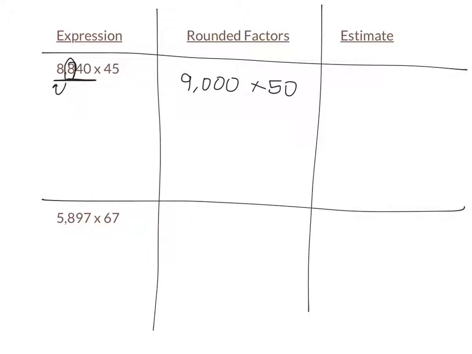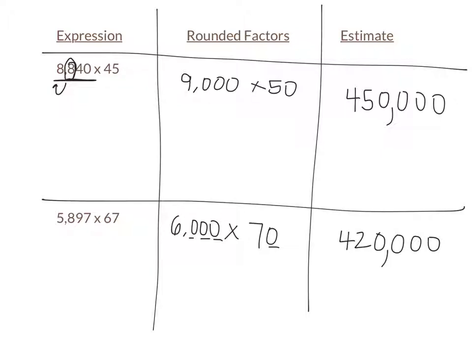We can look at the numbers first. 9 times 5, which is 45. And then how many factors of 10 do we have? 1, 2, 3, 4. So what does that mean we need to do to the product? Add 4 zeros. So a good estimate for 8,840 times 45 is 450,000. Good.